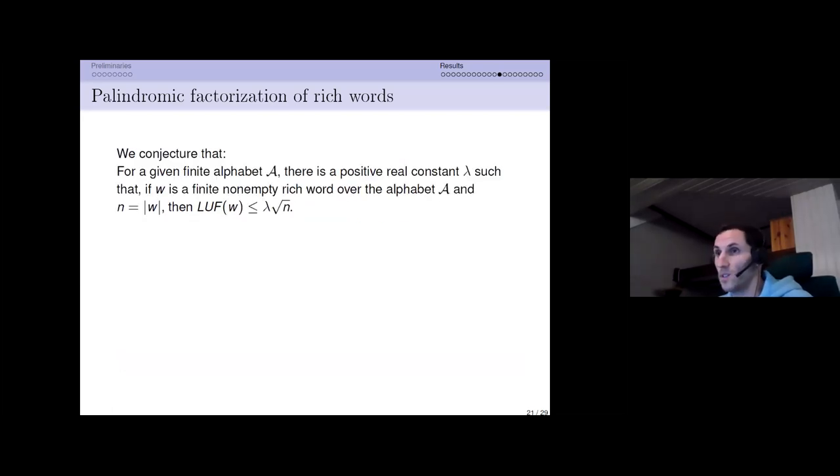Also, I allowed myself to present one conjecture. It was based on my experiments and some derivations. I guess that the upper bound could be improved to this one, to the square root of n. But this is just a conjecture. For the moment, I have no concrete idea how to prove it. Of course, one of the ideas could be an improvement on the upper bound of the factor complexity that I presented.